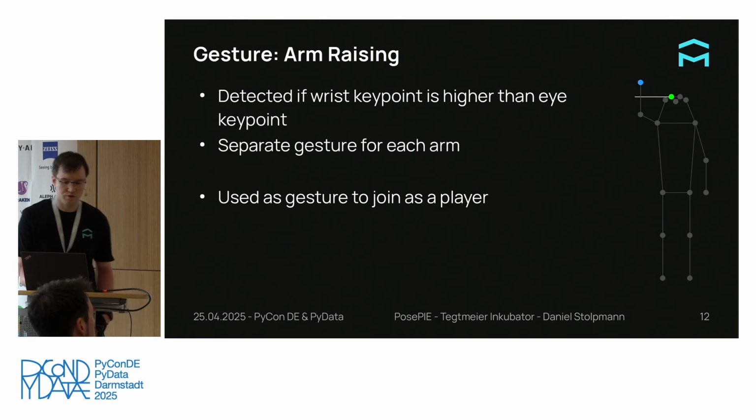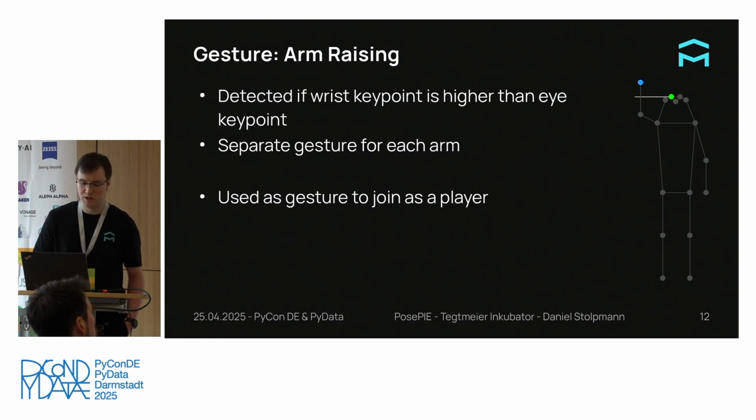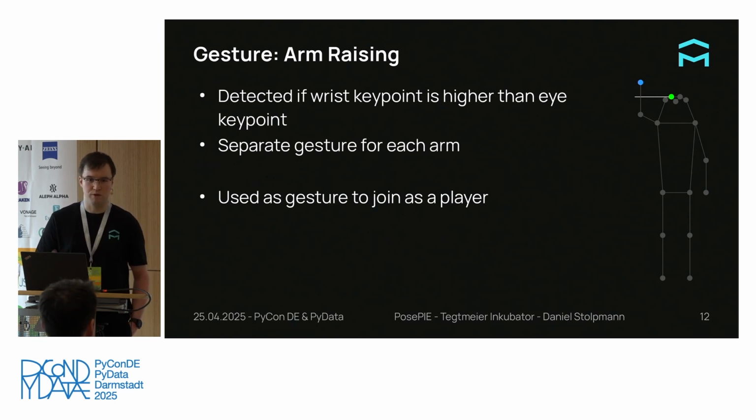The arm-raising gesture is the most basic one. It's just detected if the key point of the wrist is above the eye, and we have separate gestures for each arm. This one is used to join as a player. When you start the program, it will not detect you immediately, but you have to raise your arm, and then it will assign you a player. This is really useful in a crowded environment, where you have multiple people in the scene but only some of them want to play the game. They can join in and get assigned a player ID.